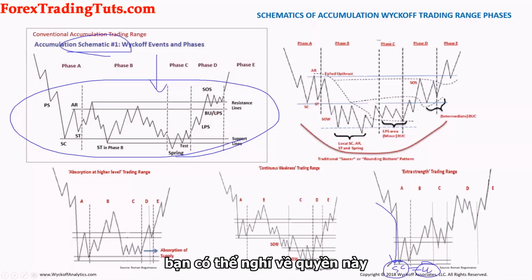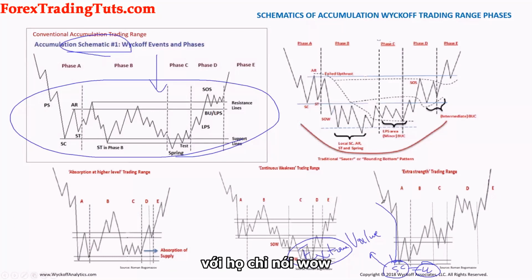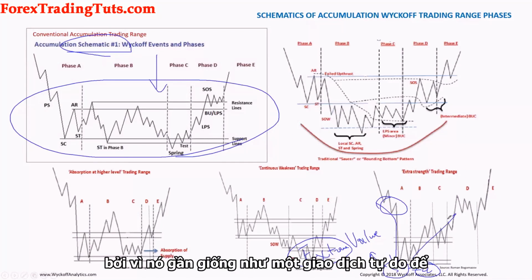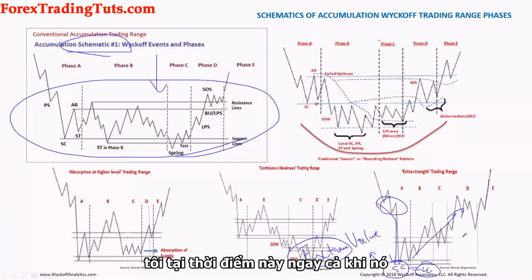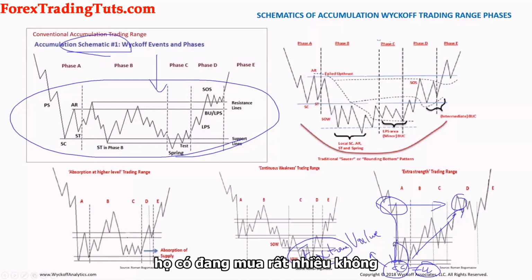Well, we can think about this, right? There is a lot of value, and not only a lot of value, this is an extreme value for institutions. They're just saying, wow, the value of the stock is somewhere here, and now it's so undervalued. So I'm definitely going to buy this because it's almost like a free trade to me at this point of time. Even if it consolidates and at some point it comes to the value zone, then I'm going to make money. So what they're doing at this spot is they're buying a lot.